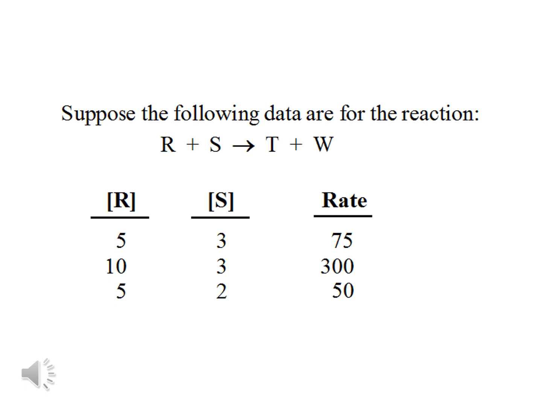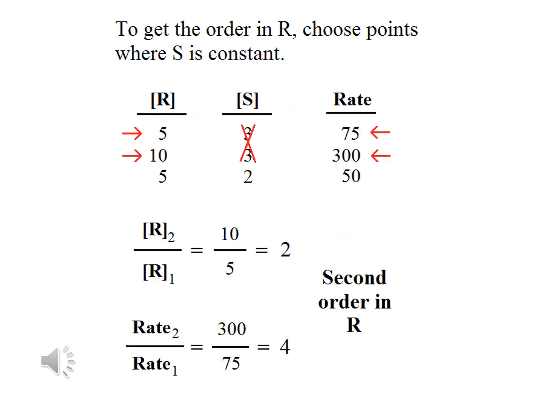So I gave you data for a reaction for R plus S reacting, and I gave you several data points with their rates. I have to give you concentrations of each substance that are constant, because otherwise you can't determine the order in each one. And the thing is, I have to do that in the data, so you don't have to worry about it. So first we're going to figure out the order in R.